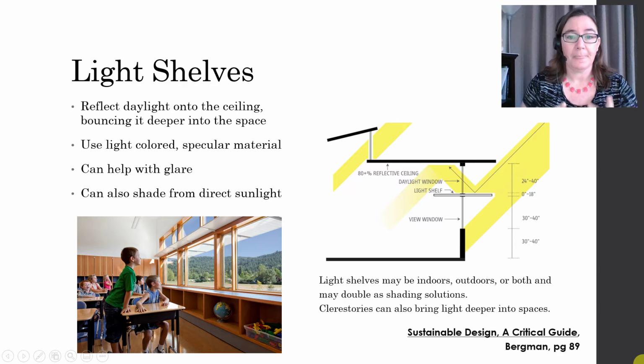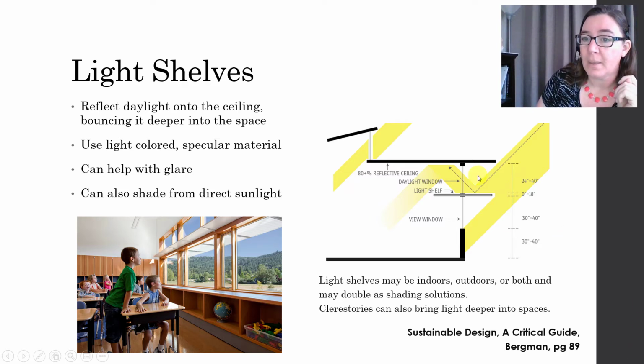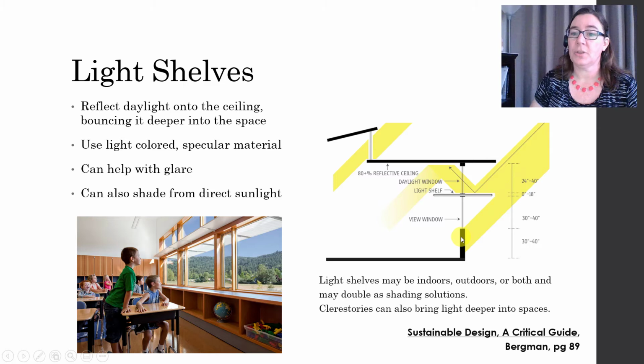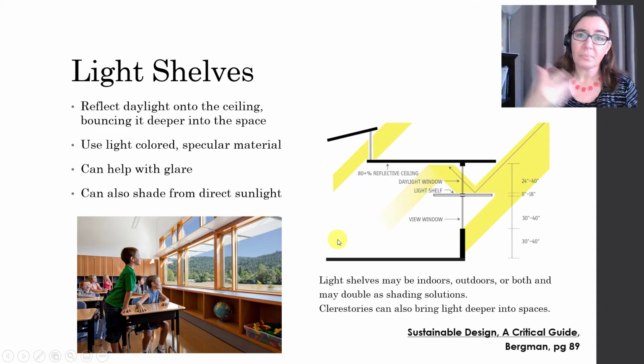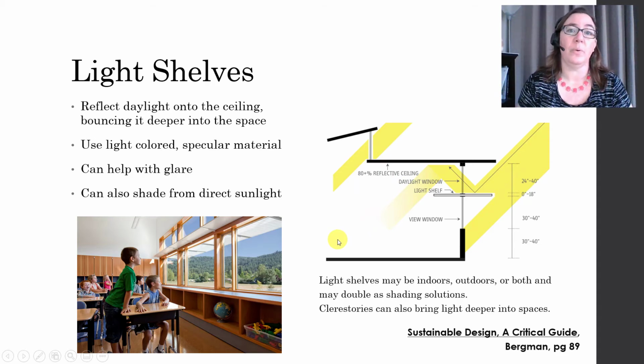All right. Let's take a look at this diagram. You can see we've cut a section through a wall here, and we've got the view window. So where this kid is looking out is the view window. And here's a light shelf. It's a horizontal object right here. The sun will come and hit that shelf and bounce up, and therefore the light hits the window and will travel deeper into a room.